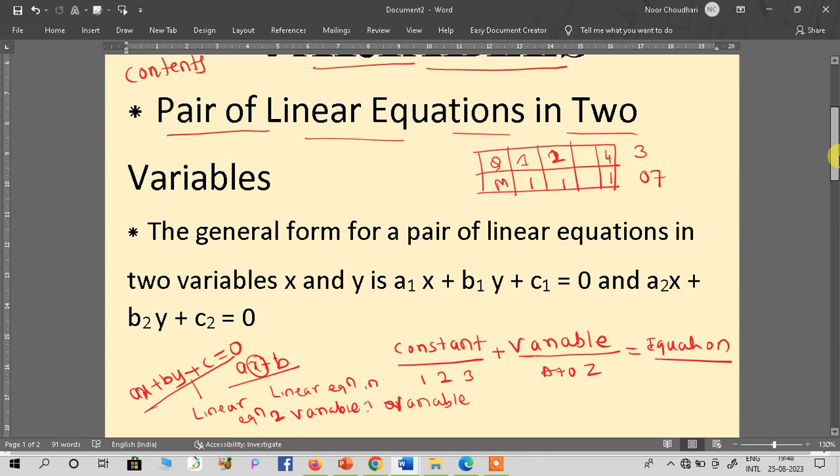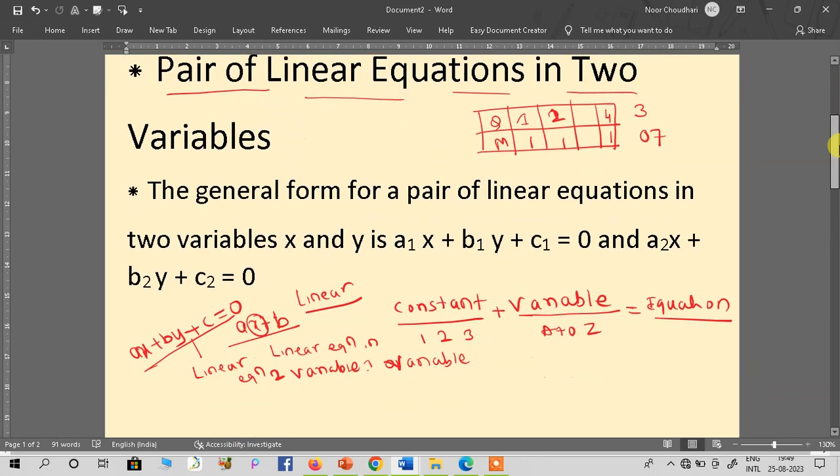If an equation has two variables, we say linear equation in two variables. Why do we call it linear? Because if I take a linear equation and draw it in a graph, I put values for the variables and it shows a straight line. That is why we call it linear. If it has one variable, it is a linear equation in one variable; if it has two variables, it is a linear equation in two variables.